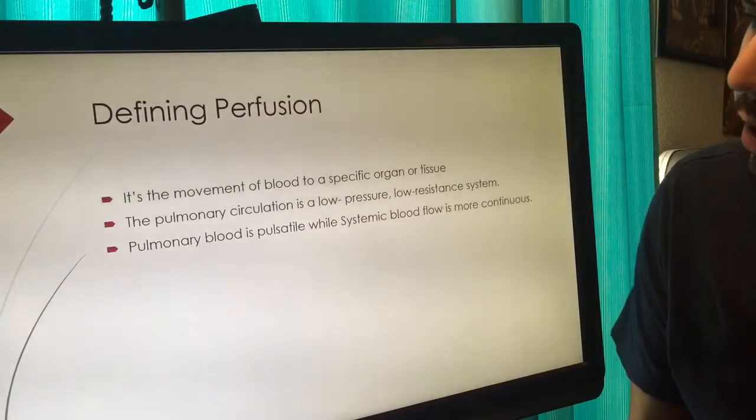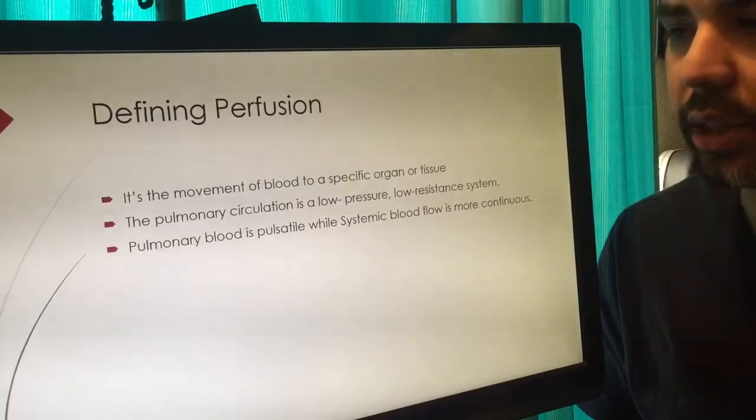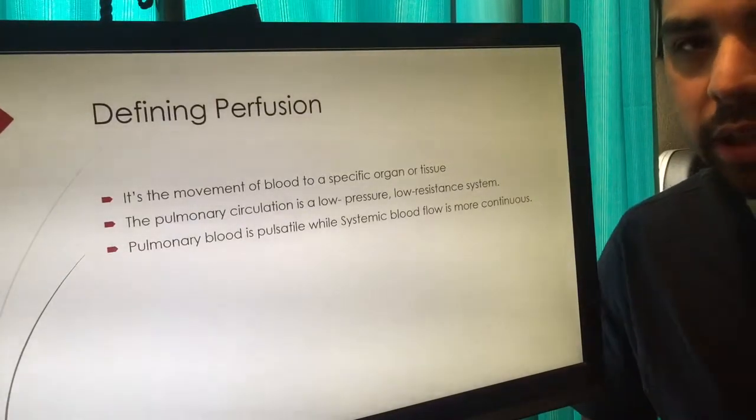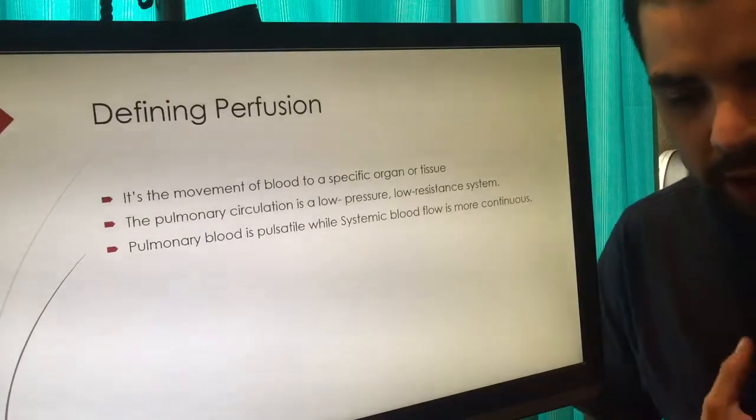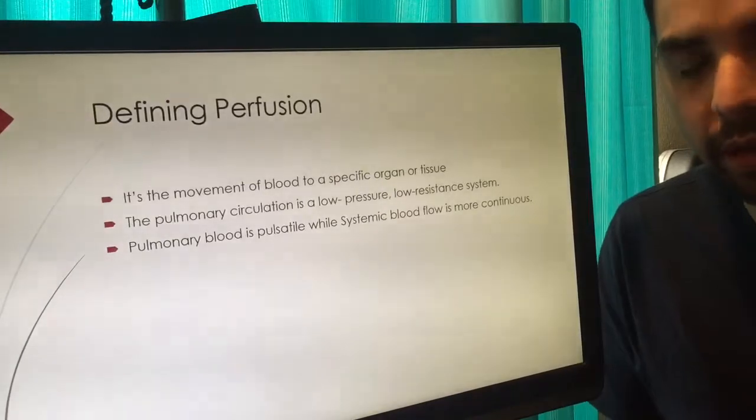But the pulmonary blood flow is pulsatile, while systemic blood flow is more continuous. So on each beat, pulmonary blood flow is working its way to the lungs, and on its way there it's going to try to reach the left side of the heart, which is continuously giving out blood throughout the whole body.